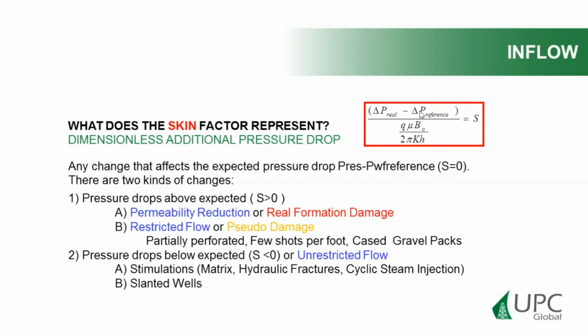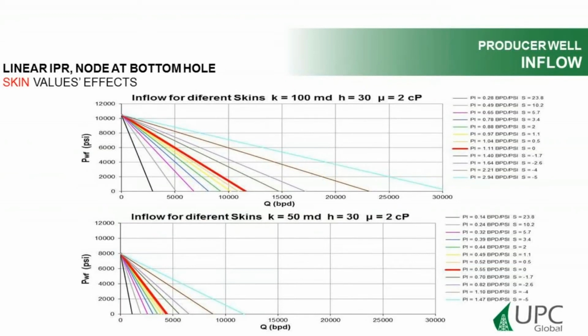In the definition, you can see that I am dividing this differential pressure by q mu Bo over kh. This value has no dimensions. Okay, what is the advantage of this? The advantage is that the effects are proportional and equivalent.